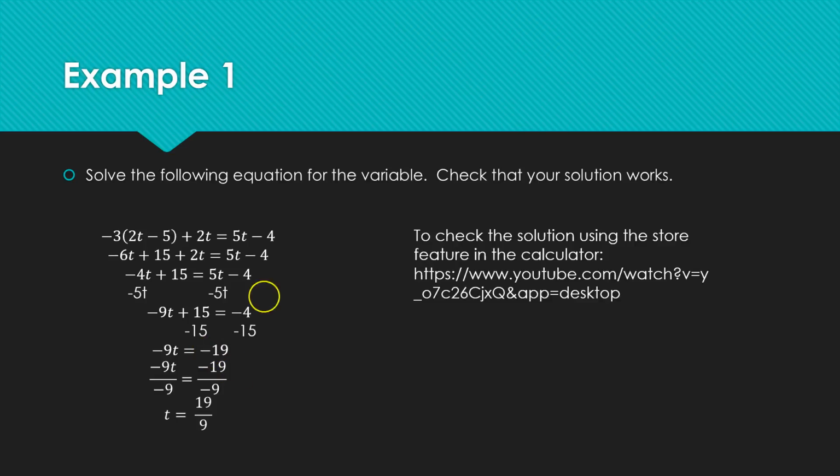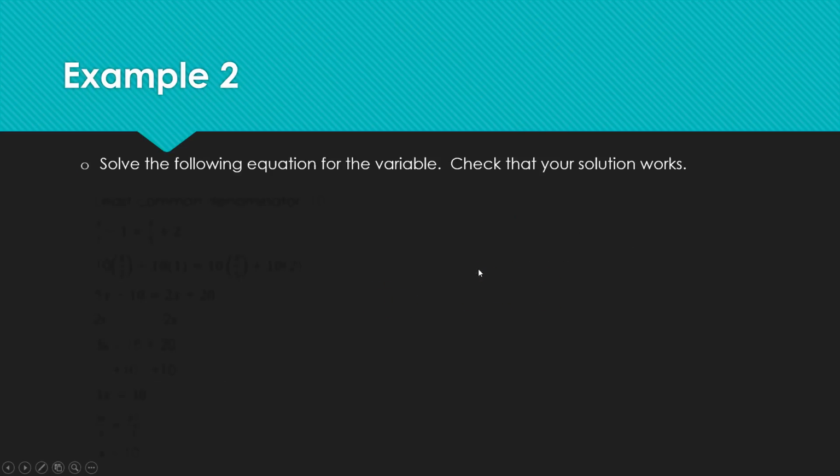Using the store feature over here, you'll be able to see that this answer does check out perfectly. It's a really, really gross decimal or fraction, depending on the mode of your calculator. But this is a really straightforward way, once you get comfortable with it, to assure that your calculation is correct. Let's look at a second example where we have a fraction to clear.